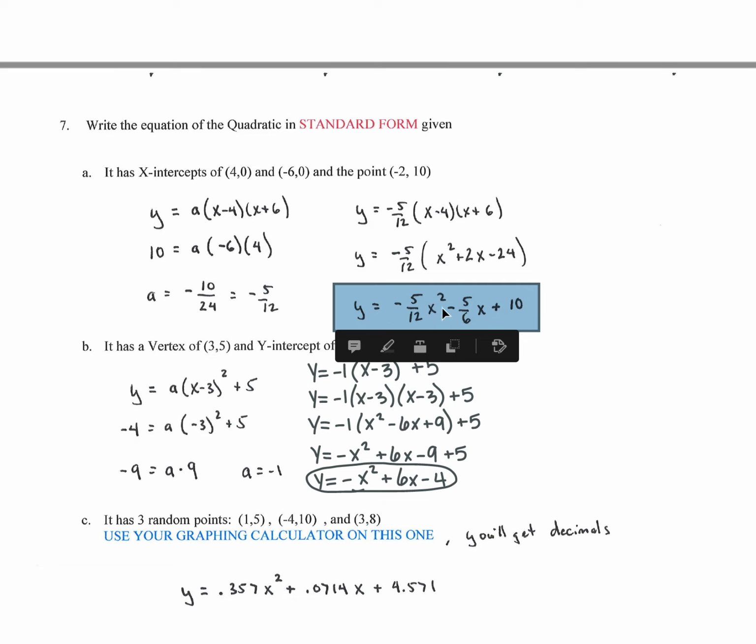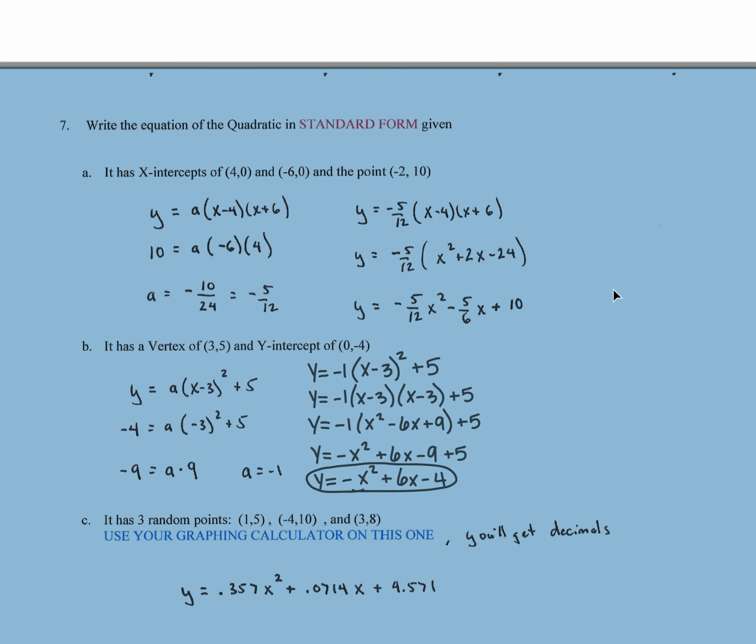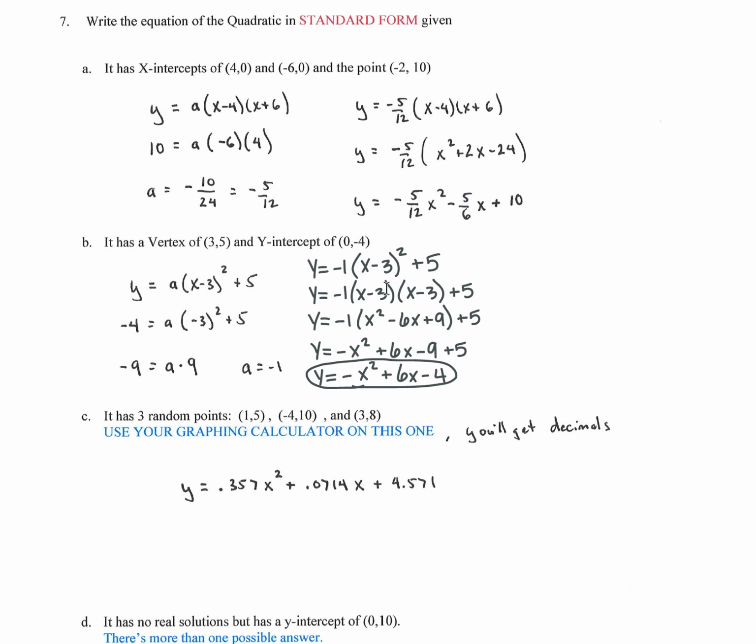y equals ax squared plus bx plus c, right? Same thing here. If you know the vertex, you can immediately write it in vertex form. You're just not sure what the a value is, but you can use the additional information, plug in this for y, this for x, and then find a.